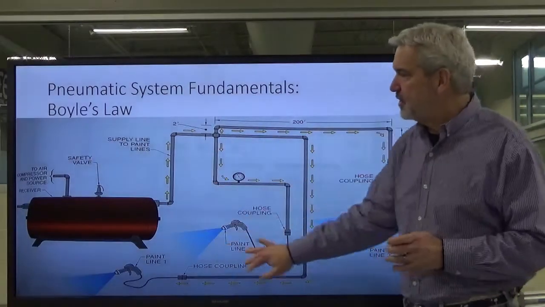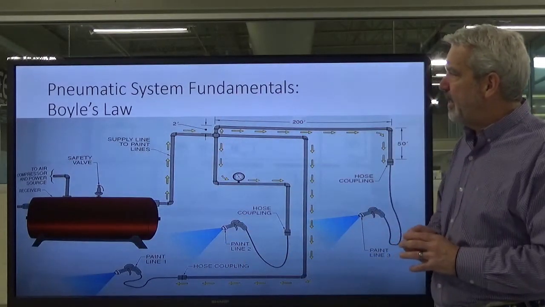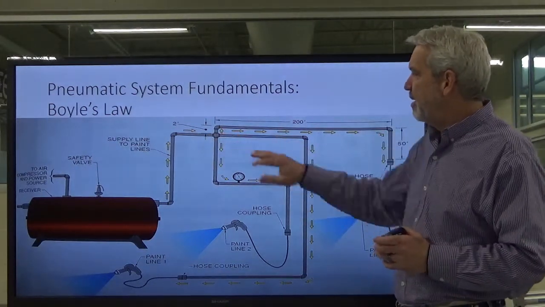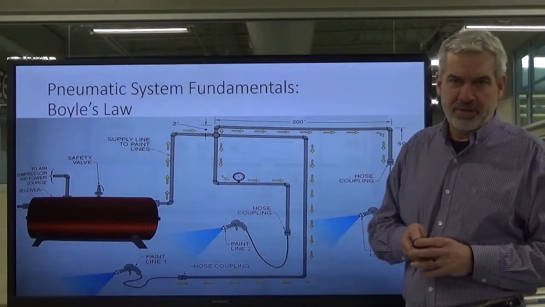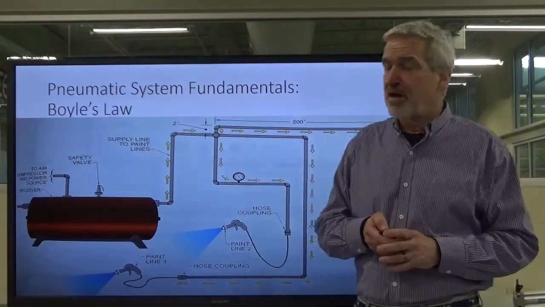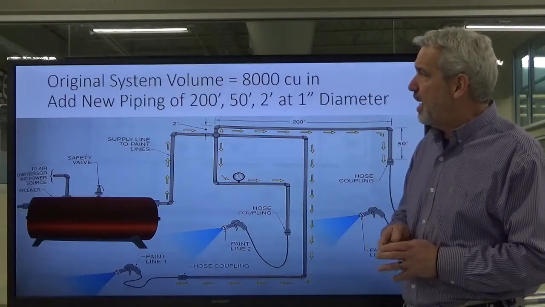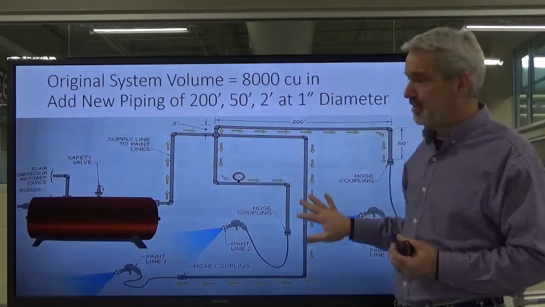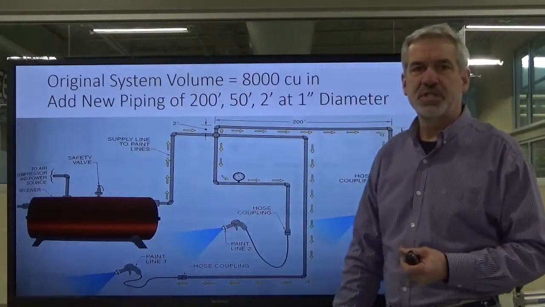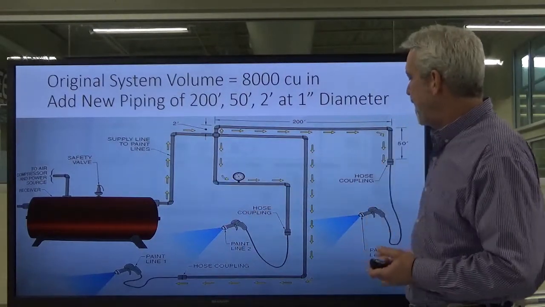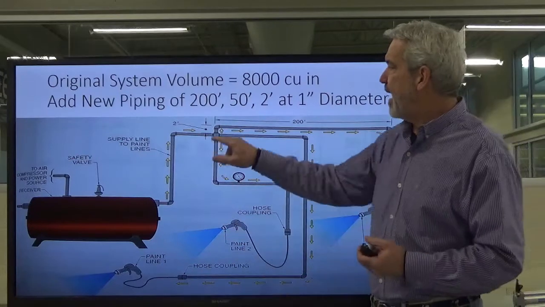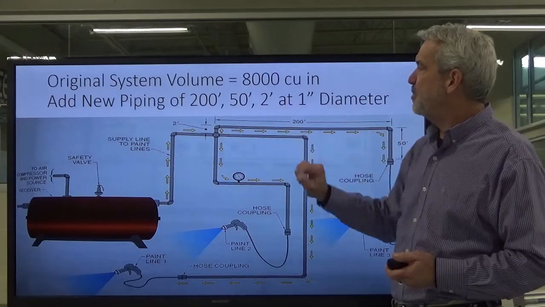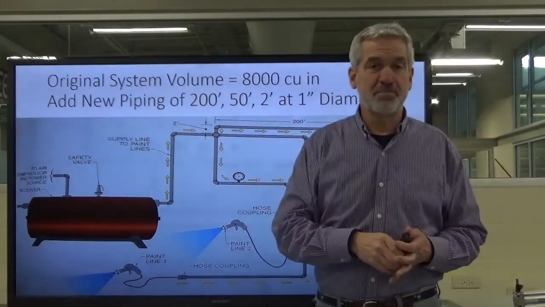So they gave us a pneumatic system, the picture here, and basically what the problem has done is they have got an initial system and they've added some additional piping to it. Okay, so in other words, they've increased the volume of their system from the original. So we have an original system volume of 8,000 cubic inches of piping. Okay, and I suppose that probably includes the receiver as well. But the piping here is about 8,000 cubic inches, and they've added some additional piping here of 200 feet, 50 feet, and an additional 2 feet of 1-inch diameter pipe, okay?